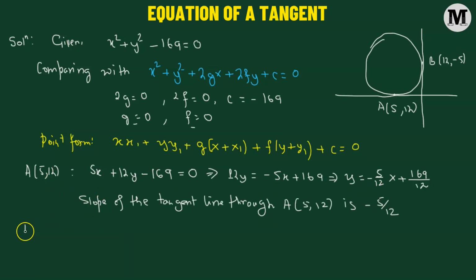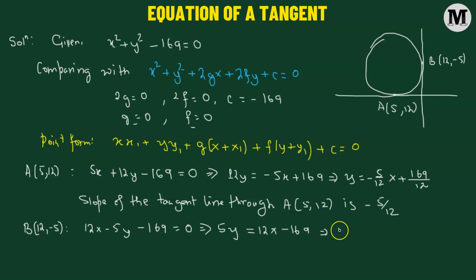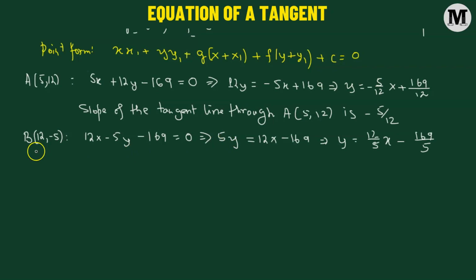Now we come to the second point B, having the coordinates (12, negative 5). Now we can again use the point form to obtain the equation of the next tangent line. So we have 12 times x minus 5 times y minus 169 equals 0. So we're going to rewrite it in the slope intercept form. So 5y will be equal to 12x minus 169, which means the y value will be equal to 12 over 5 times x minus 169 over 5. Now the slope of the tangent line through the point (12, negative 5) will be positive 12 over 5.